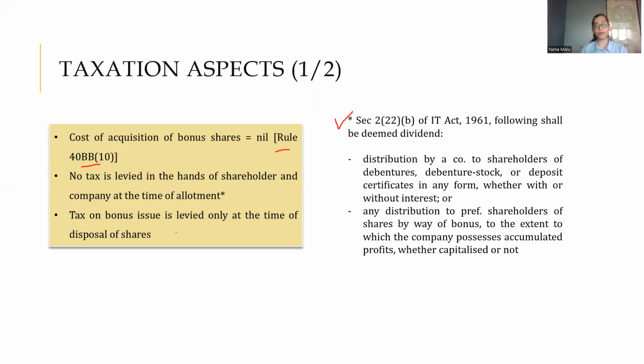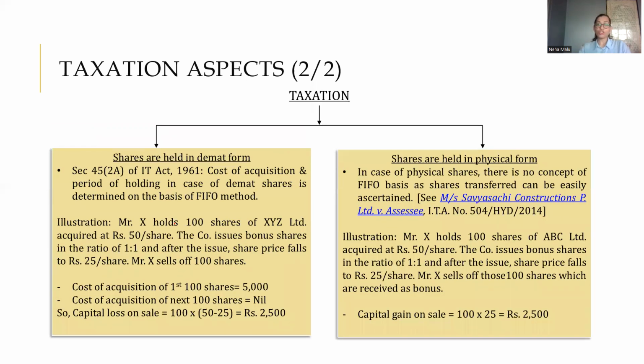So let's discuss this particular point in detail. When it comes to taxation at the time of disposal, there could be two cases. Case number one, when the shares are held in demat form, and case number two, when the shares are held in physical form. In case of demat form, since the shares are fungible, according to Section 45(2A) of the Income Tax Act, the cost of acquisition and the period of holding should be on the basis of the FIFO method.